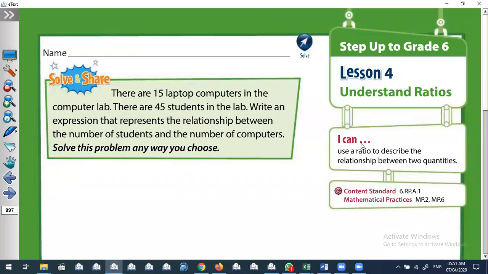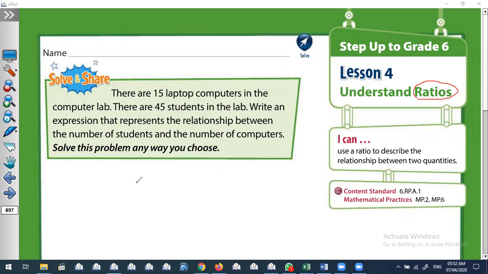How are you today? Our lesson today is lesson 4, which is understand ratios. Understand ratios. First, we need to know what is the meaning of ratio. Ratio is a way to compare between two quantities or two things by order. How come?